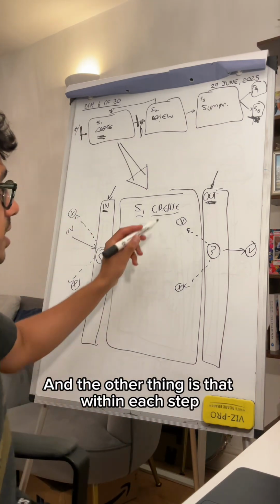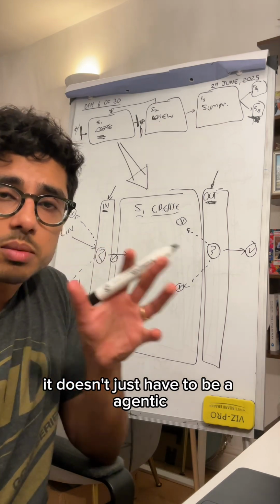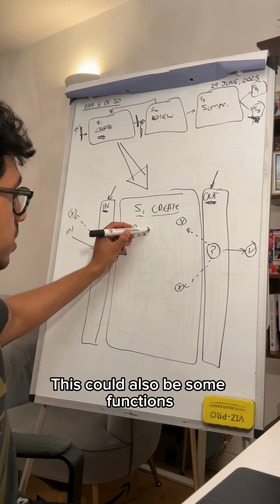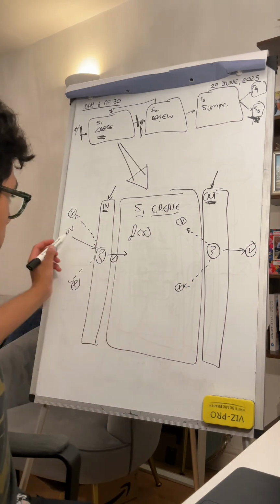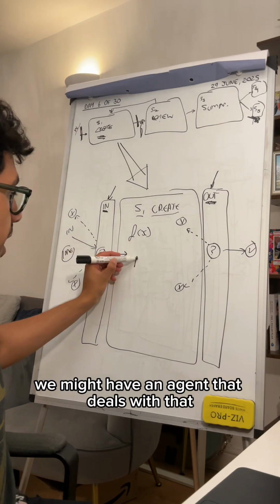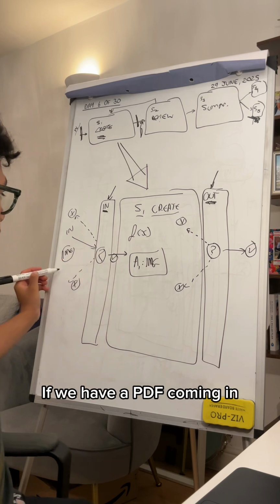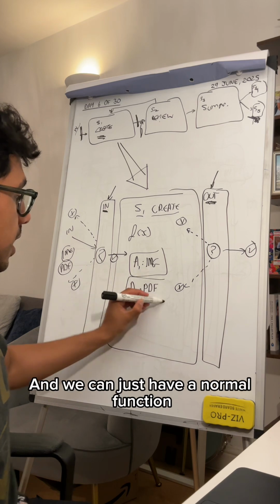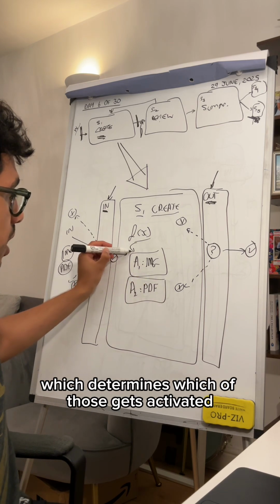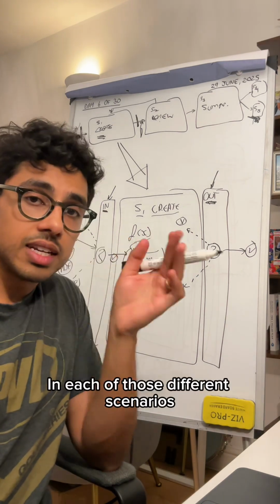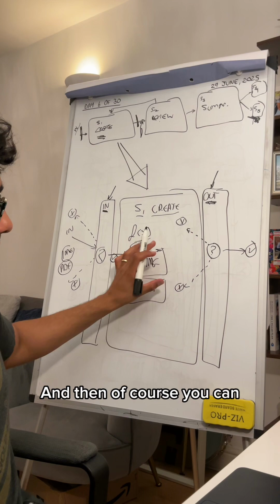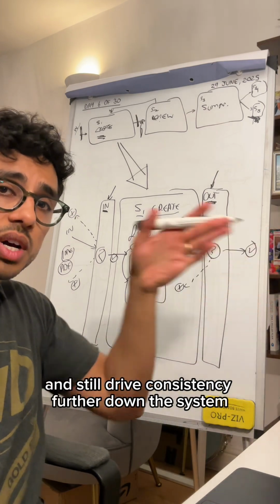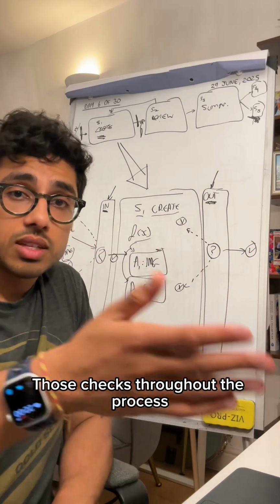And the other thing is that within each step, it doesn't just have to be an agent or a model that's doing some of the thinking. This could also be some functions, just normal if-then type stuff. If we get an image coming in, we might have an agent that deals with that. If we have a PDF coming in, you might have a different agent that deals with that. And we can just have a normal function which determines which of those gets activated in each of those different scenarios. And then, of course, you can still try to get to the same output and still drive consistency further down the system while maintaining those checks throughout the process.